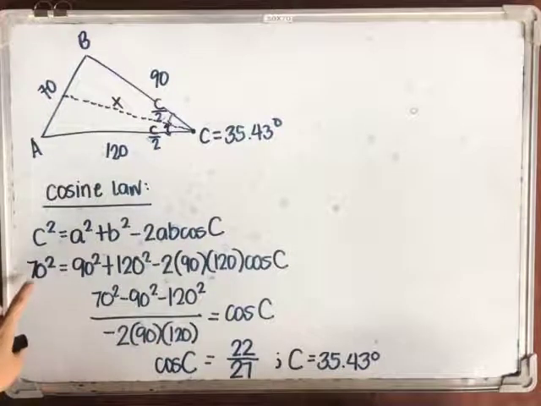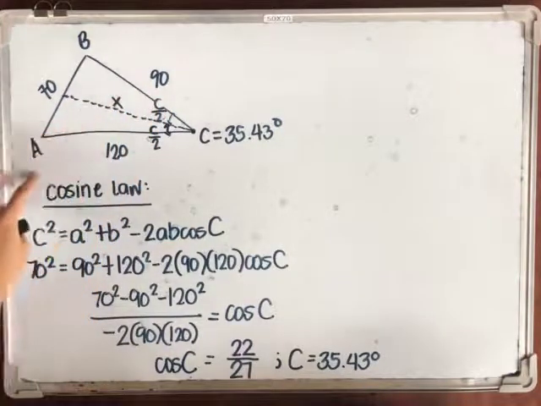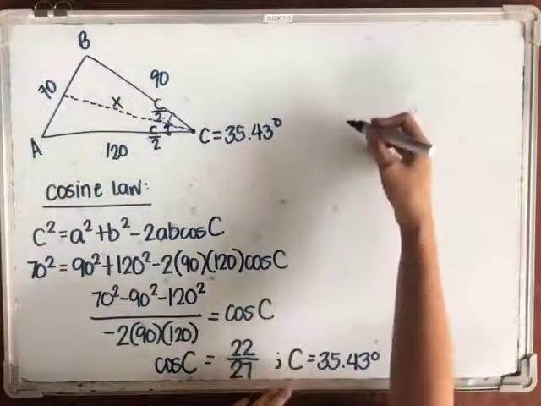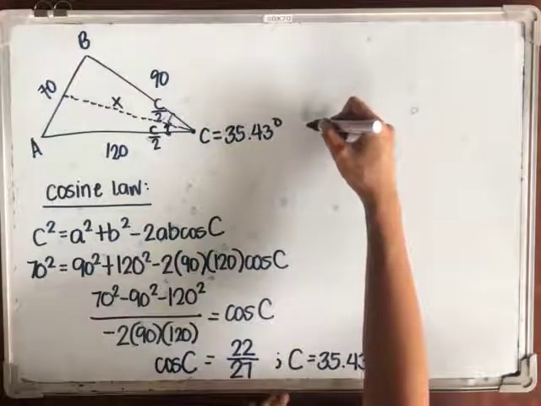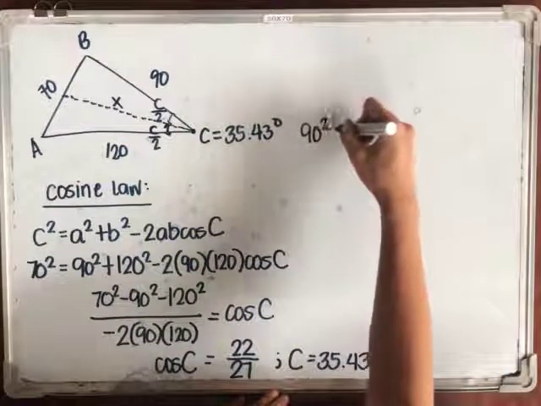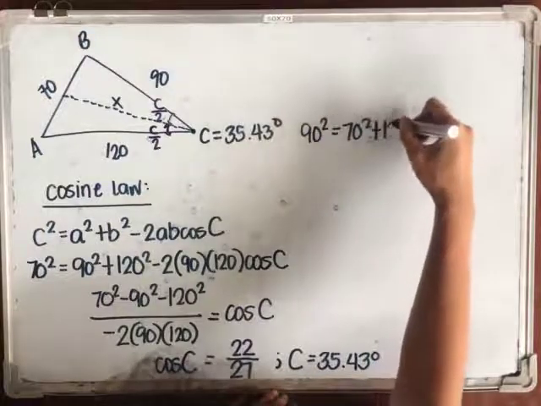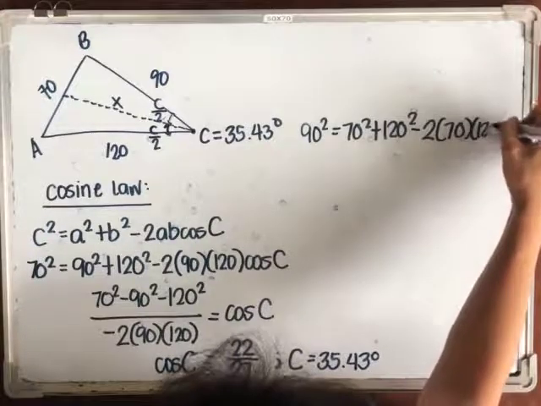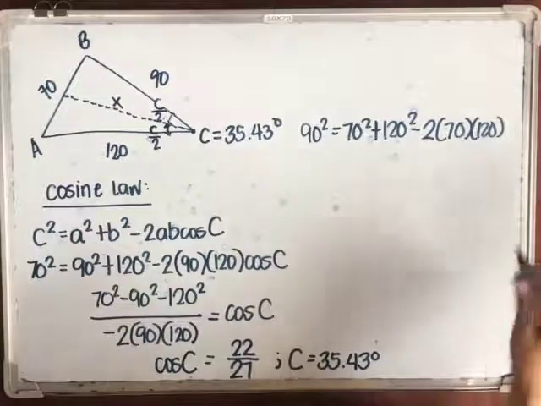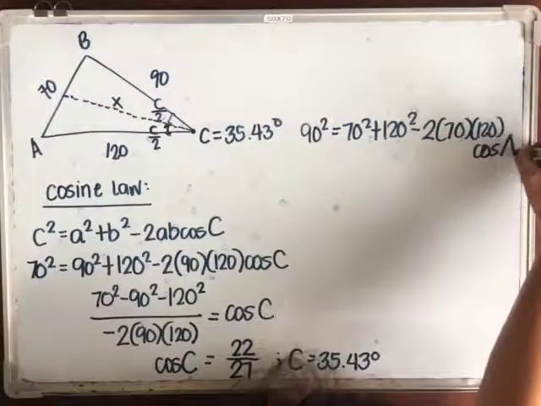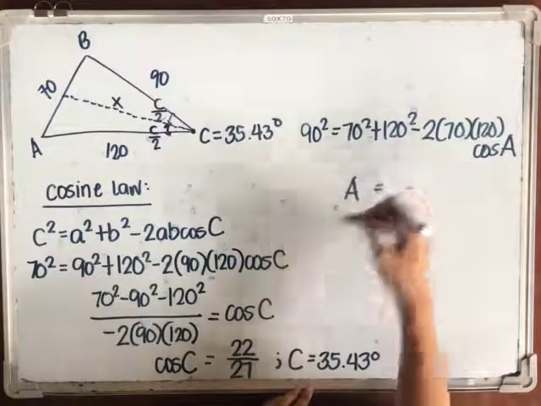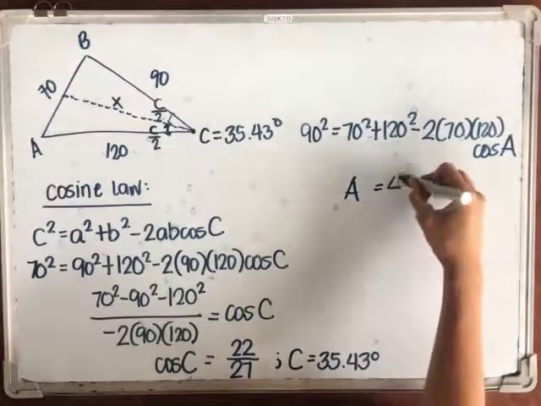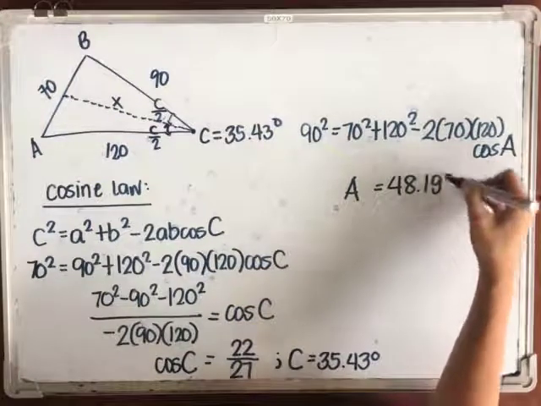Now using our 90 naman, tapos angle A ang makuha, and then 120 naman, tapos angle B ang makuha. I'll just write it here. This would be how much? 90 squared is equal to 70 squared plus 120 squared minus 2 times 70 times 120 cosine of angle A. Okay? Using the same procedure na ginawa ko dito, you will be able to get our angle A. That should be 48.19 degrees.